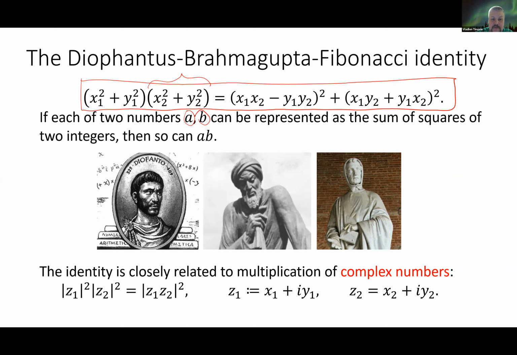This identity is also closely related to multiplication of complex numbers, because you can rewrite the identity as the statement that the modulus of the product of two complex numbers is the product of the moduli. If you take the squares of both sides, then you get exactly the product of sums of squares on the left-hand side and a sum of two squares on the right-hand side.